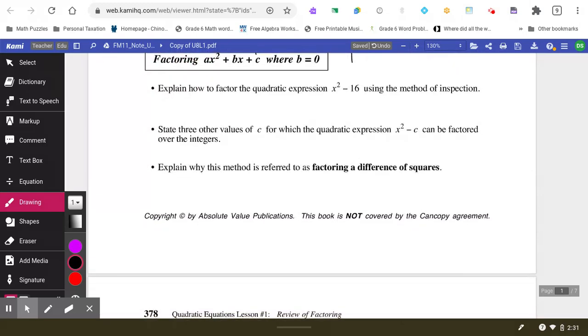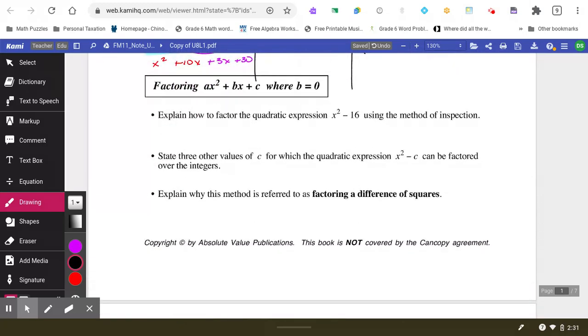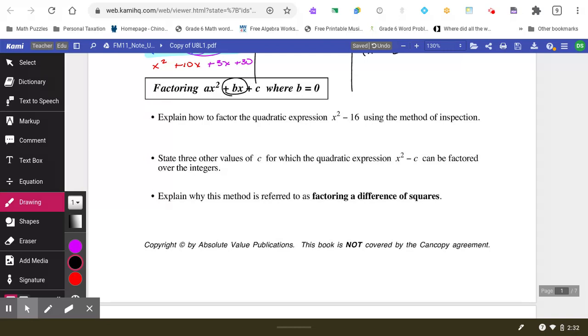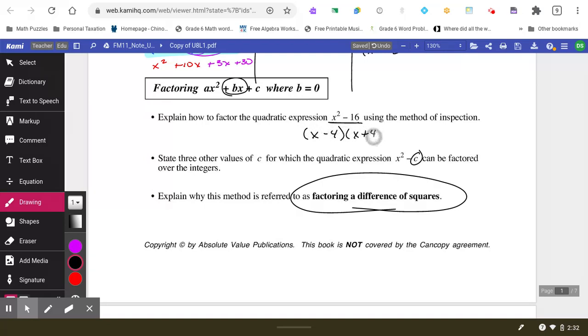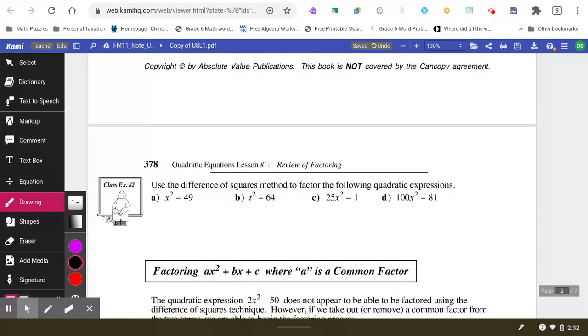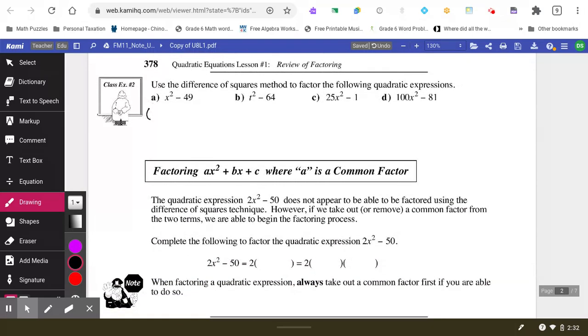All right. What if you don't have this middle term? What if we have this? Do you remember how that works? It's called the difference of 2 squares. 16 has to be a square, and x squared has to be a square. In which case, you would have x minus 4 and x plus 4. Okay, so these are quite simple. If there's only 2 terms, the middle terms will disappear.